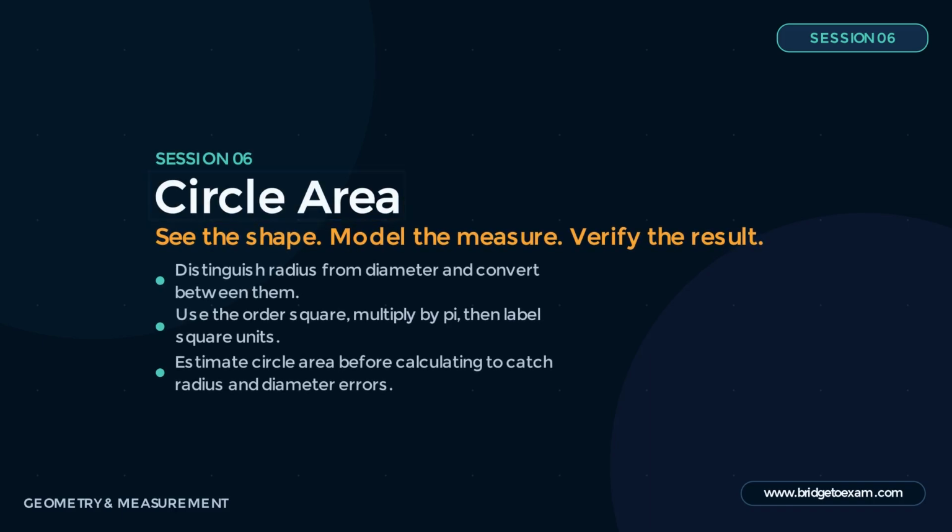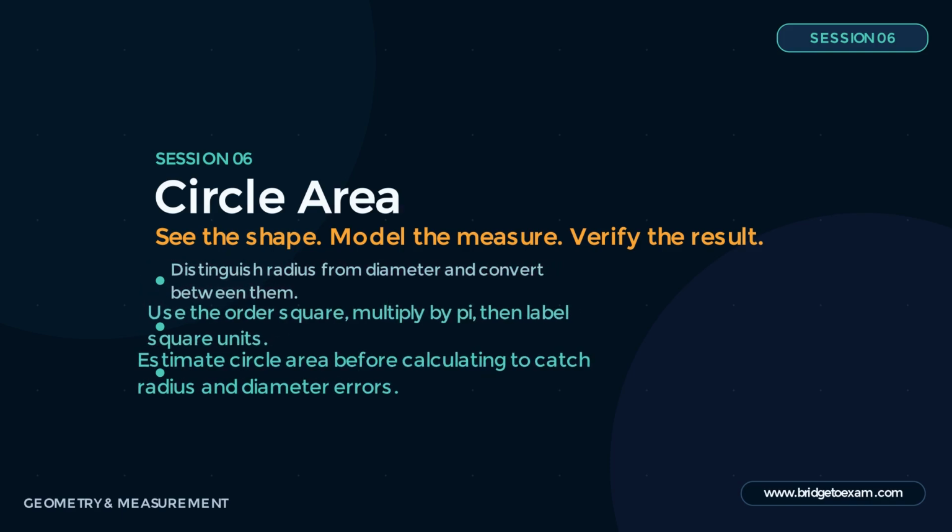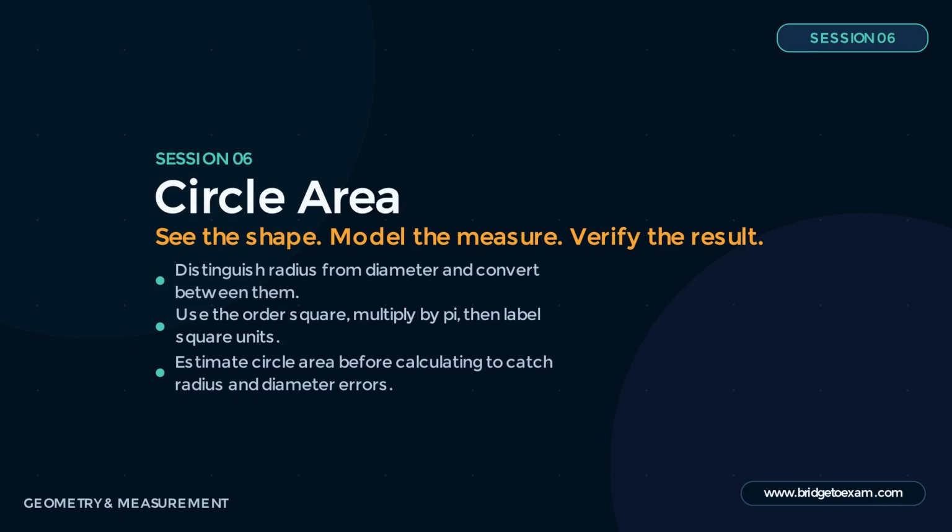Welcome to Session 6, Circle Area. We will build the idea visually, solve a complete example, and finish with a short independent check. By the end, you will be able to distinguish radius from diameter and convert between them.